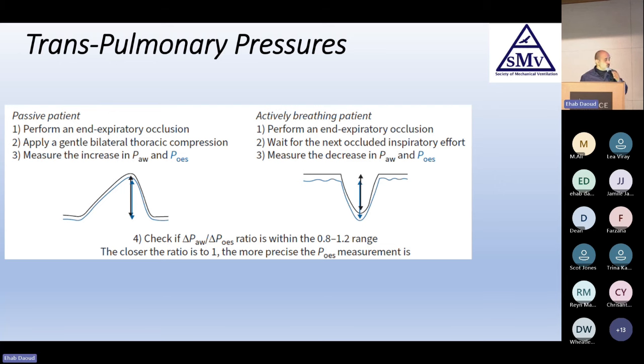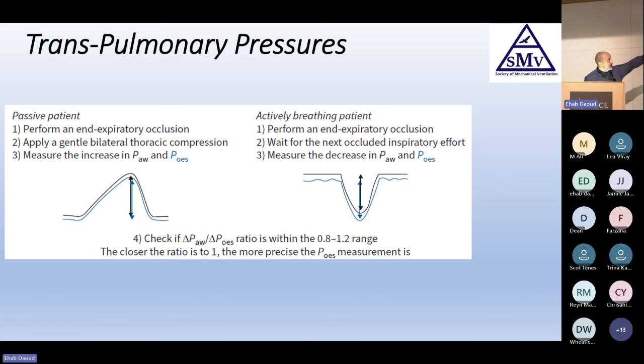And I should have said, why are we interested in esophageal pressure? Because it's a surrogate of the pleural pressure. Unfortunately, it's not exactly the pleural pressure, unless you put, of course, a pressure manometer into the pleura, which you don't want to do. So it's the closest thing to measure the pleural pressure. That's the transpulmonary pressure that we talked about.